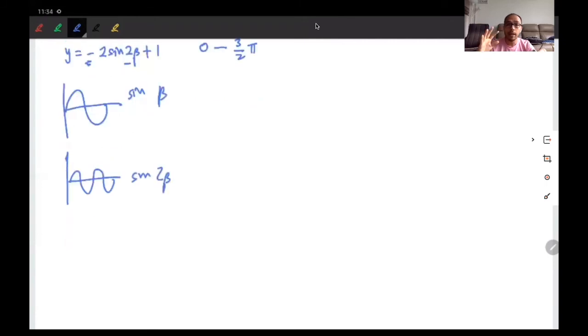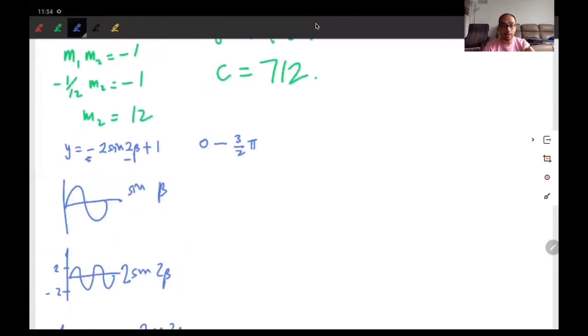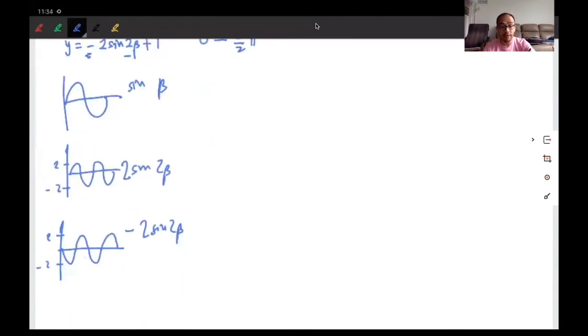Okay, but because there's a 2 sine beta, it will be 2 over here and negative 2, the amplitude. But because it is negative 2 sine 2 beta, I will go down first, and then up, and then down, and then up. So this will be 2 and negative 2. Plus 1 means kita naikkan satu ke atas.